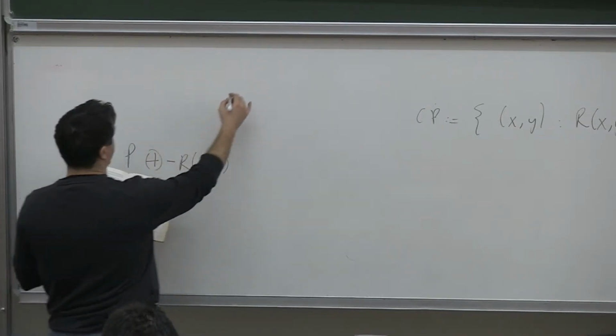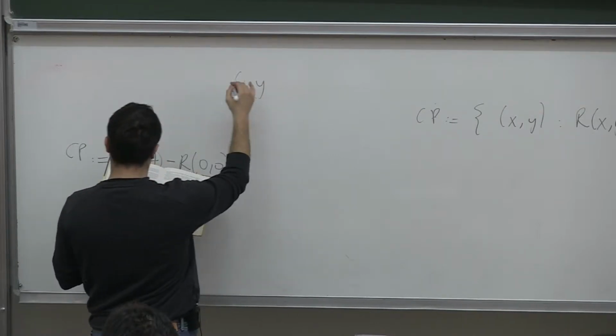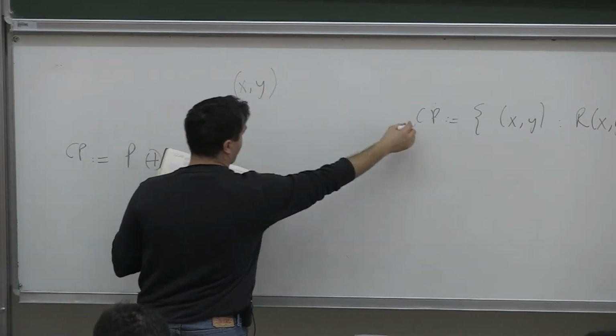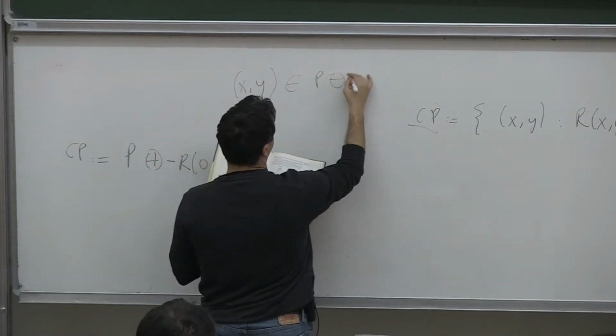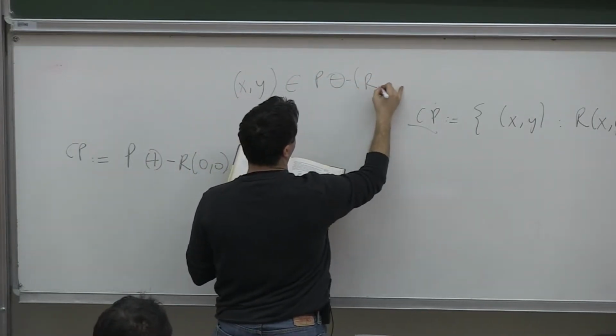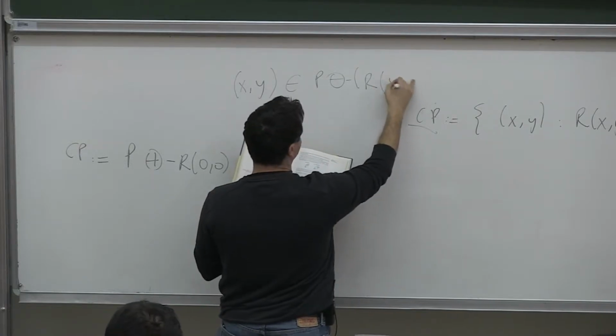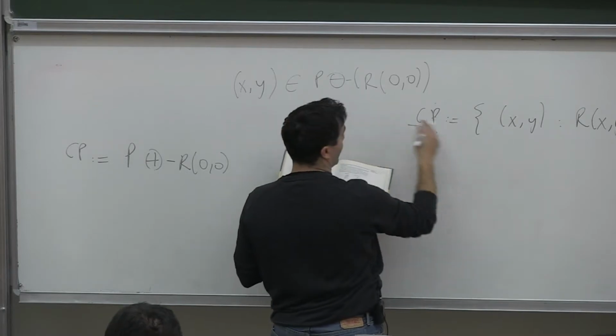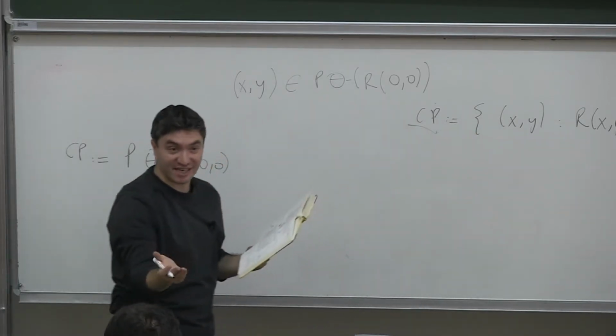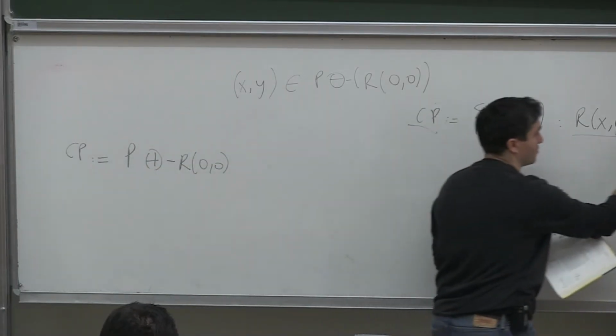If there's an xy, which is part of CP, and an element of this, now we assume that this part is true, then we need to show that this xy should also be at the intersection of these two. Okay?